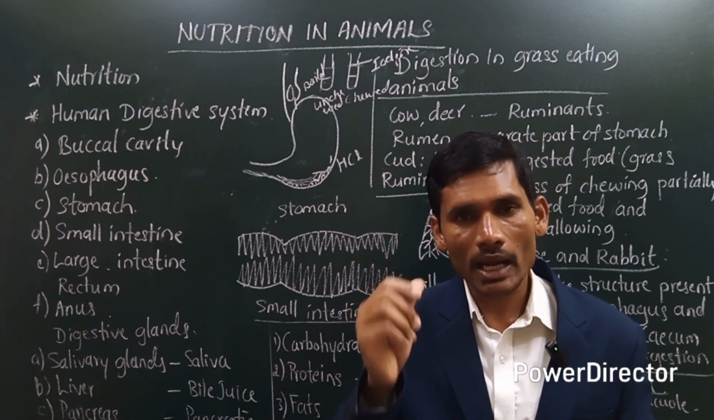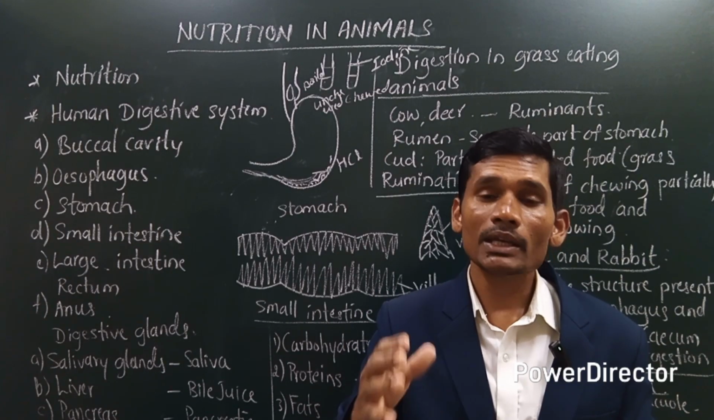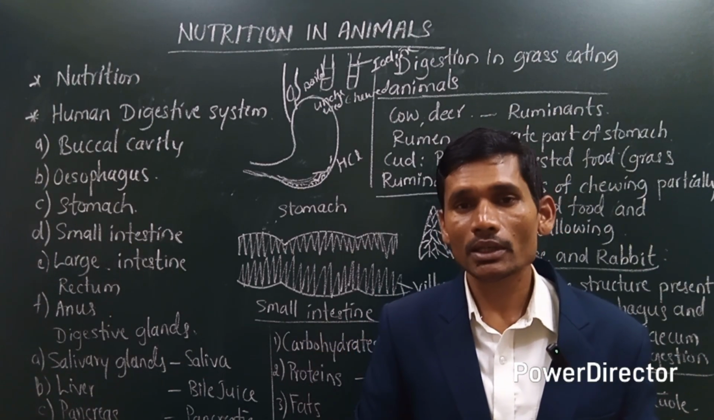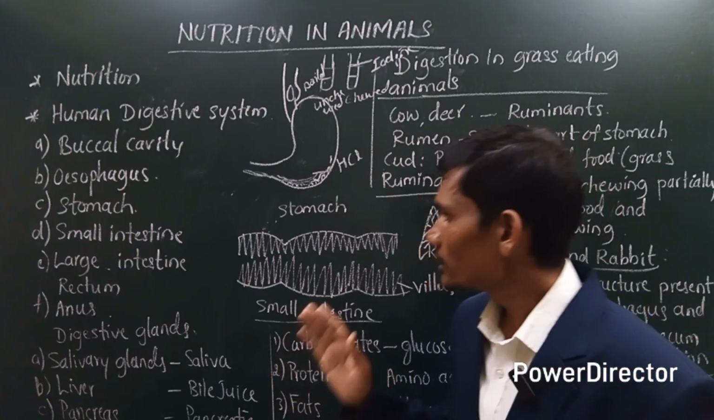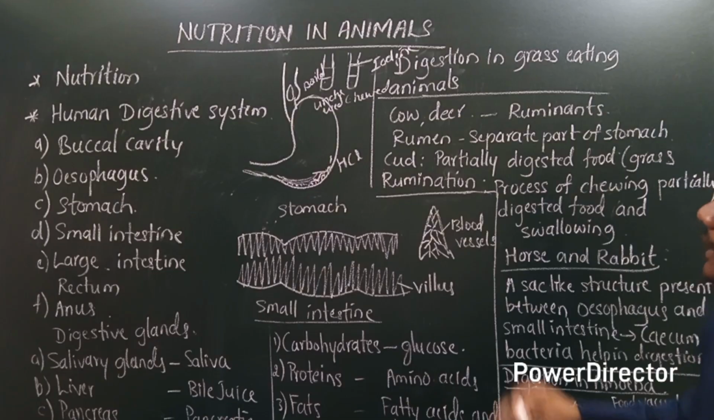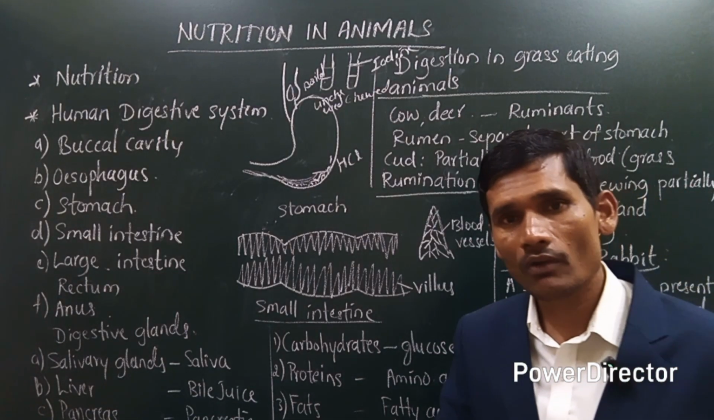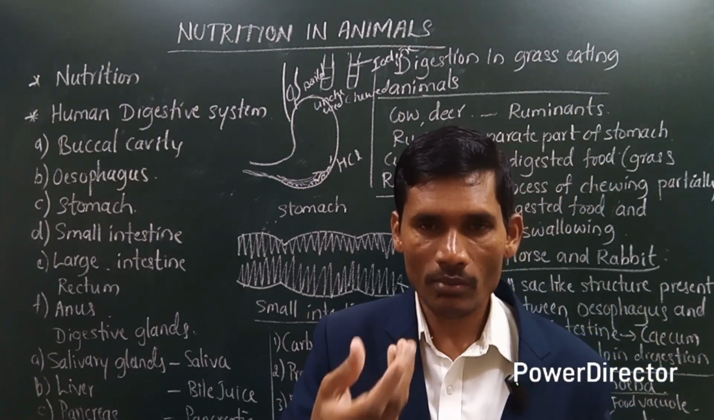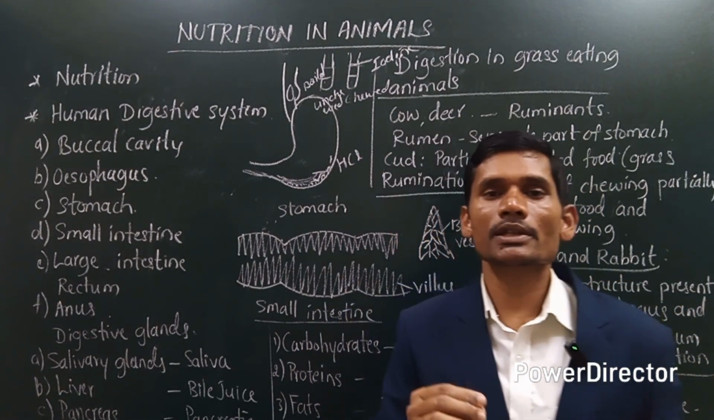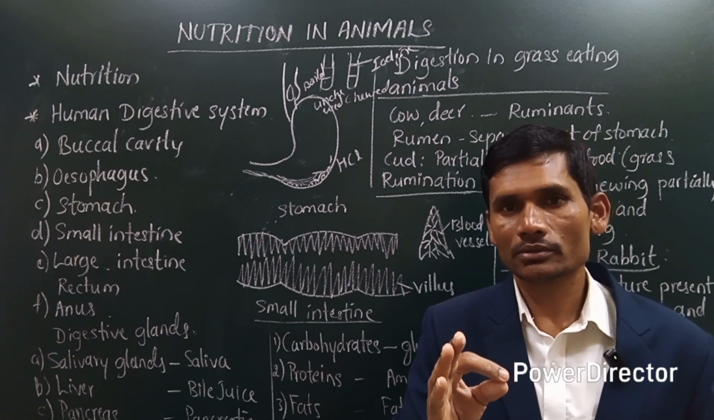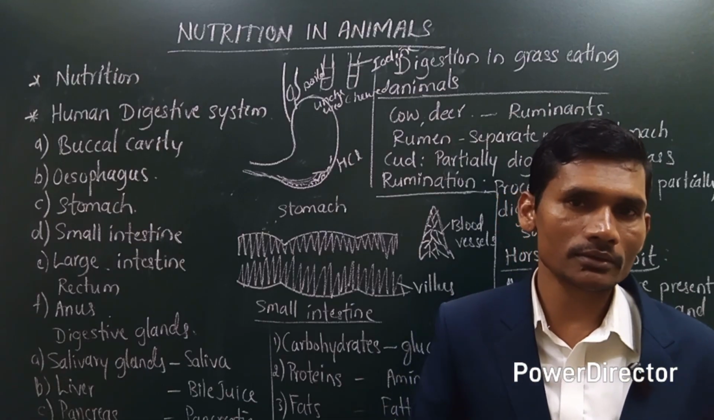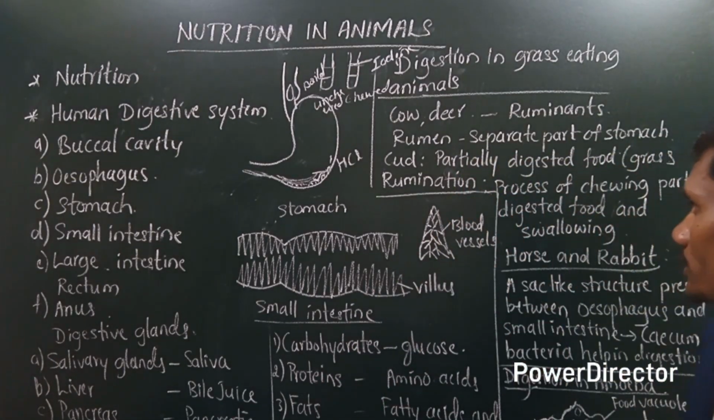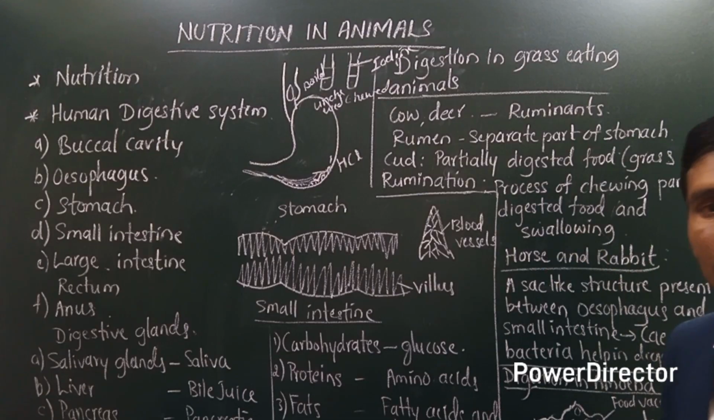Again they will chew it back and swallow it back, right? In their stomach, bacteria will also be present. These will help to digest that food, remember. Okay, this is the digestion in grass eating animals, that is cow and deer. And this process of taking that cud to the mouth, chewing and swallowing back, this process is called what? Rumination. Okay, the animals which possess this type of process are called ruminants. Remember.